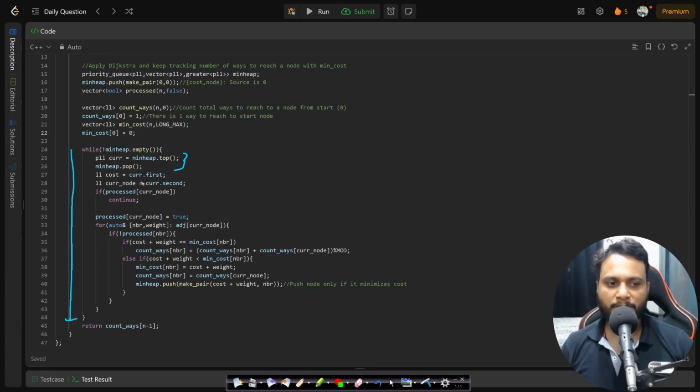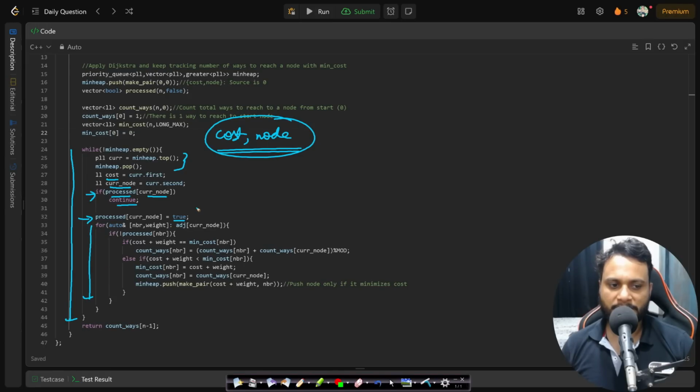So I'll be taking out the top of the heap and then extracting the cost and the current node. As you remember, cost comma node was how the node was defined for the heap. Now after having extracted the values, we will be checking if the node is already processed. We will continue, we will not process it. Otherwise, we will mark the current node as processed, and I will be looking at the adjacency list. So in the adjacency list, we will be looking at the neighbor node and its edge weight. If the neighbor is already processed, then we will not be processing. If it is not processed, then I will process it.